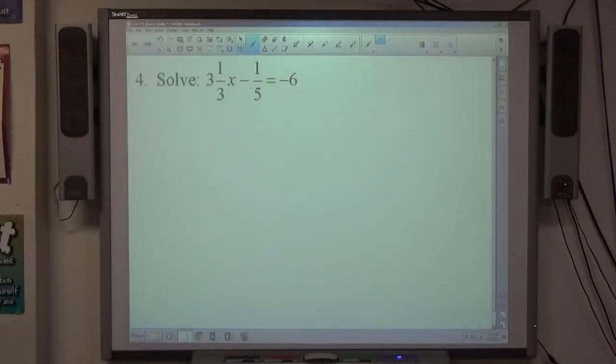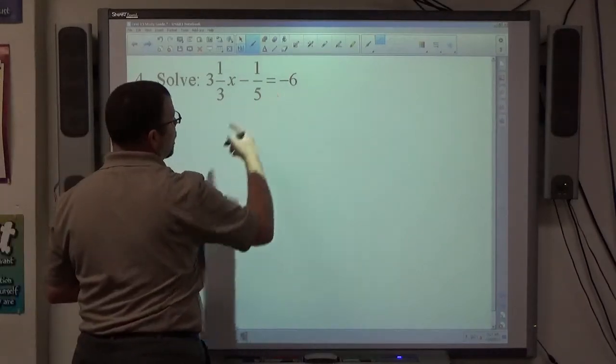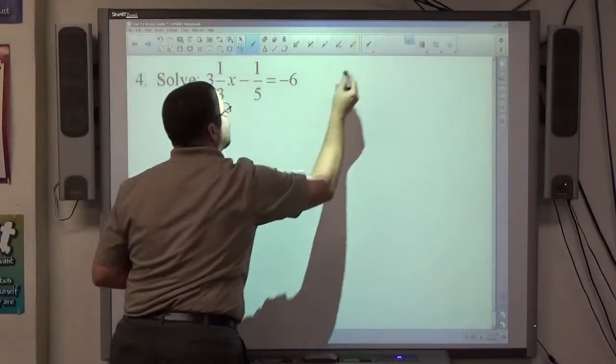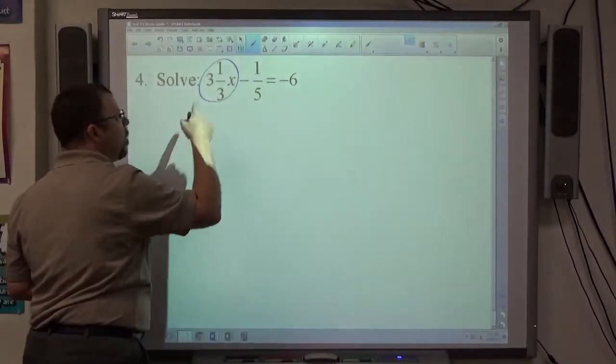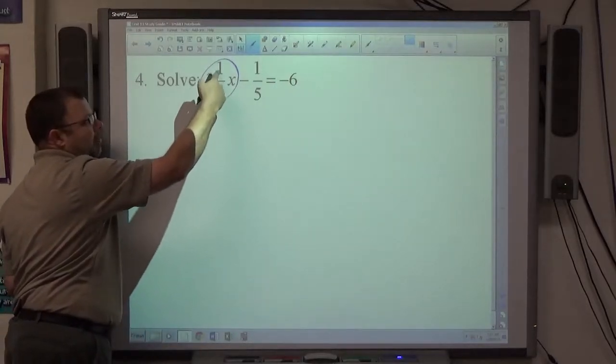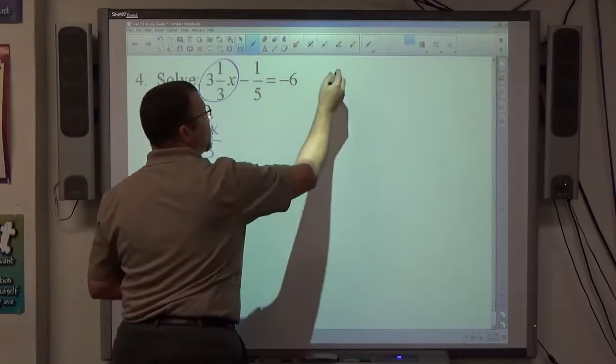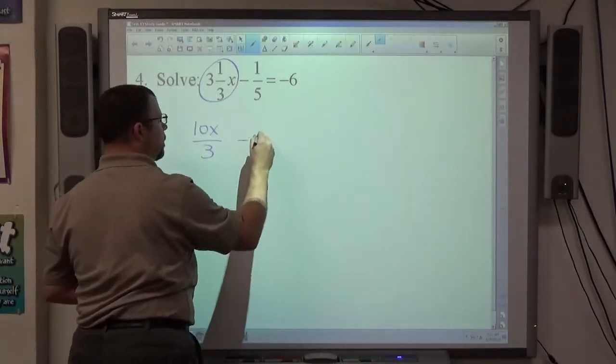Number 4, solve. This is an equation. It has a mixed number, a fraction, and an integer. First thing I would do is change the mixed number into an improper fraction. So 3 1/3, 3 times 3 is 9, plus 1 is 10, so we're going to get 10x over 3. And then minus 1/5 equals negative 6.